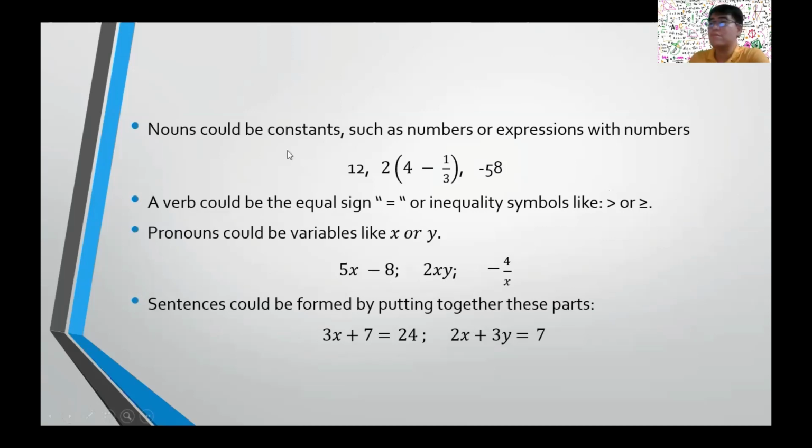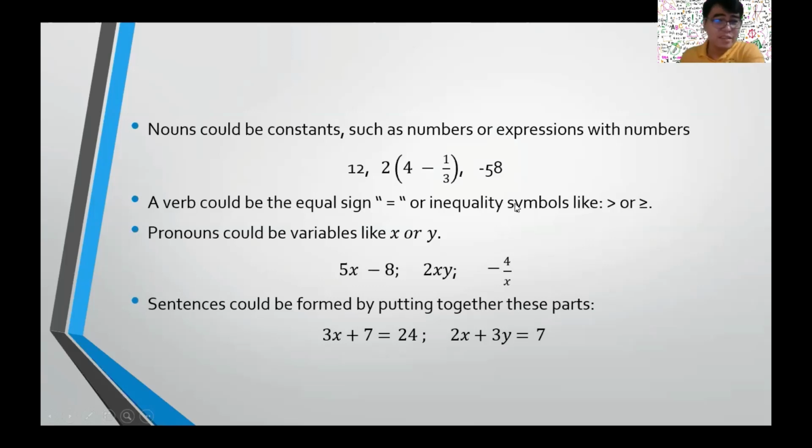So nouns could be constants, such as a number or expressions with numbers, like 4, or 2, or the quantity 4 minus 1/3, that is 4 minus 1 over 3, or negative 15. That's our noun. A verb could be the equal sign or the inequality symbol, like greater than or equal. Pronouns could be like variables, x or y, 5x minus 8, 2xy, minus 4x.